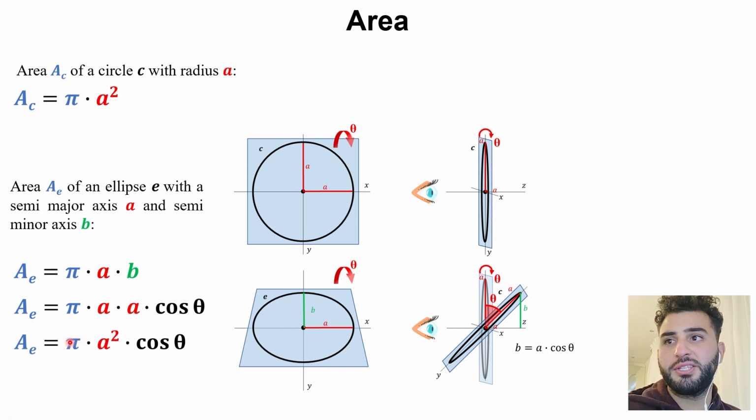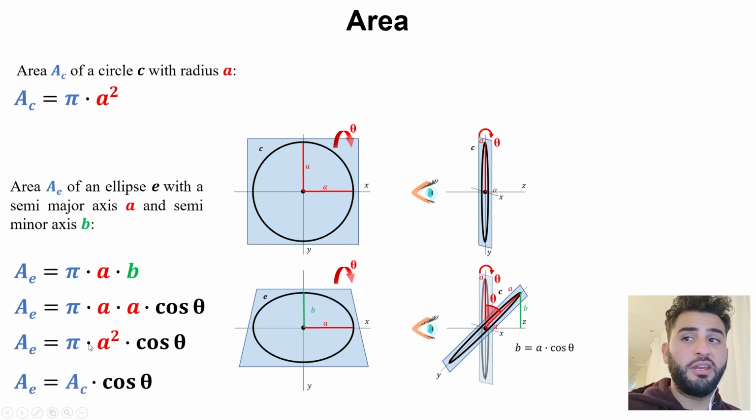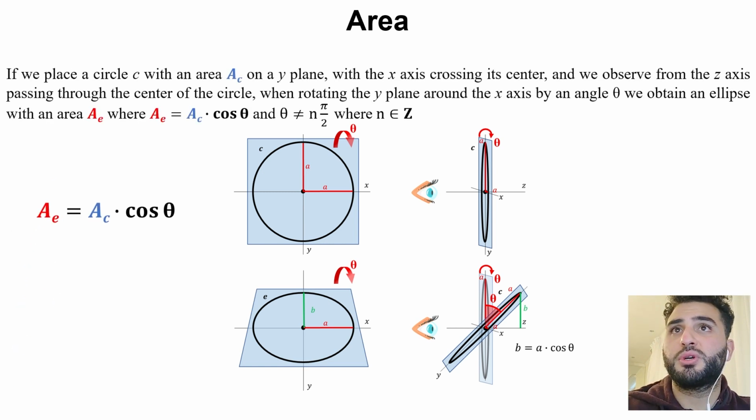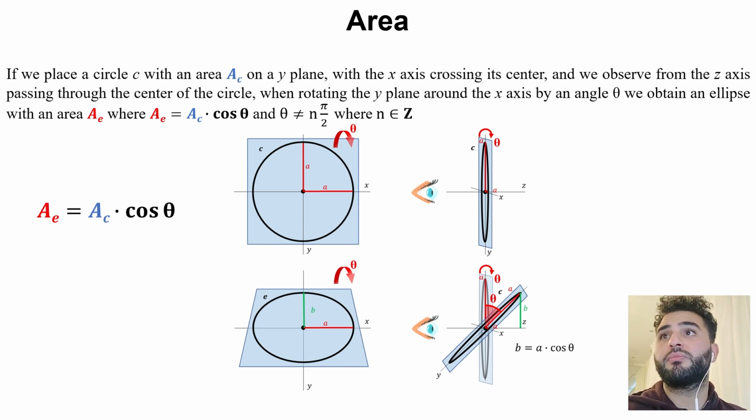And here, if you recognize it, pi times A squared is actually the area of the circle C. So we can rewrite this as the area of the ellipse AE is equal to the area of the circle AC times cosine theta. So here is the second application I wanted to show you. If you take a circle of area AC and rotate it with an angle theta, it becomes an ellipse with the area AE such that AE equals the area of the circle AC times cosine theta.